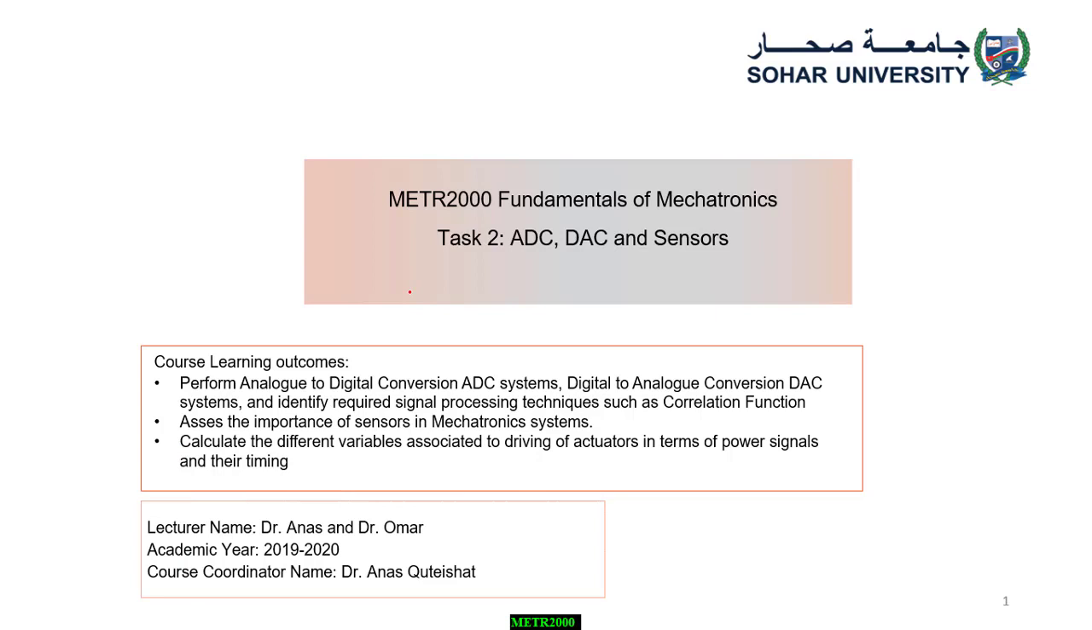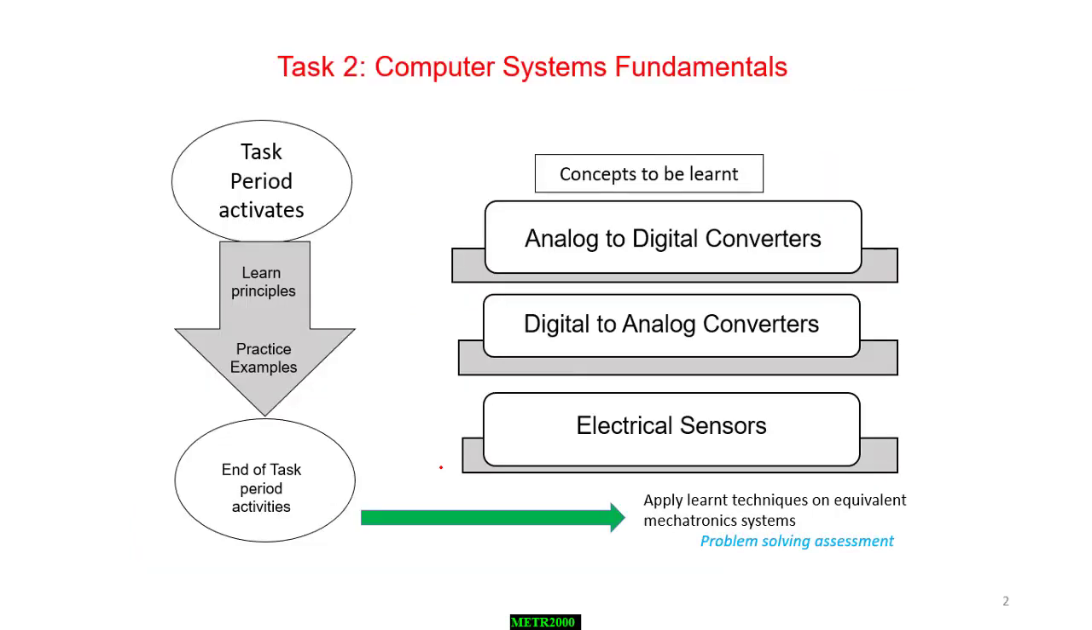Now, what are the course learning outcomes? The course learning outcomes are to perform analog to digital conversion systems and digital to analog conversion. We need to understand what they are, what we mean by signal processing techniques, assess the importance of sensors, and talk about how to drive the sensors and actuators. So this is mainly our topic in this task.